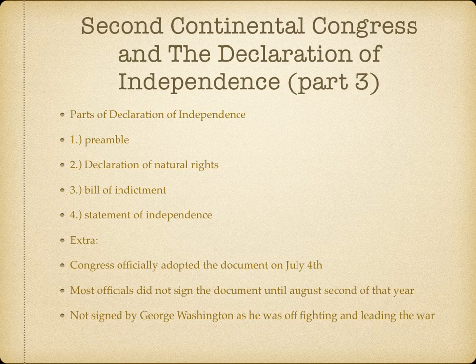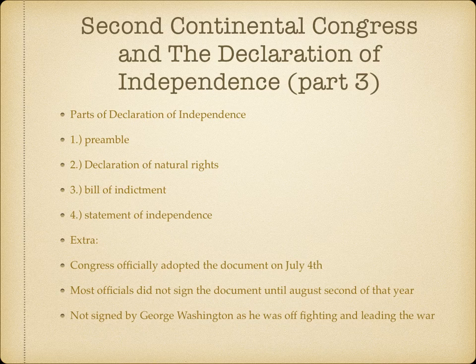The third is the Bill of Indictment, which explains how Britain violated their natural rights. It was written to accuse King George III and his precursors of all their infringements of their natural rights as humans and citizens of Britain.